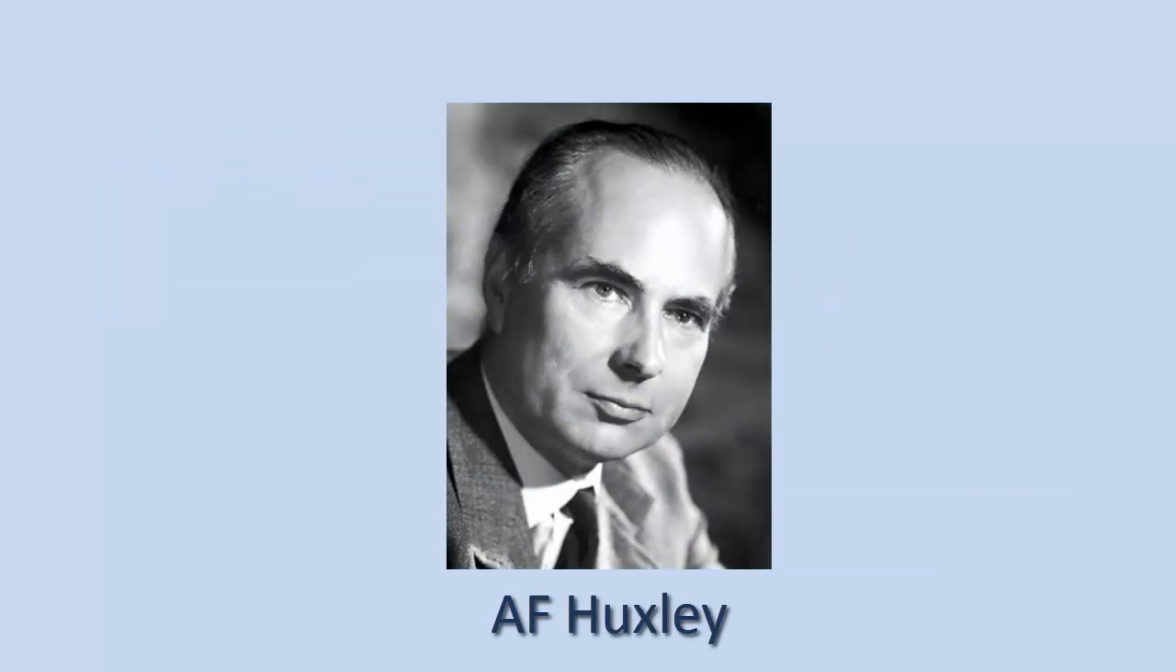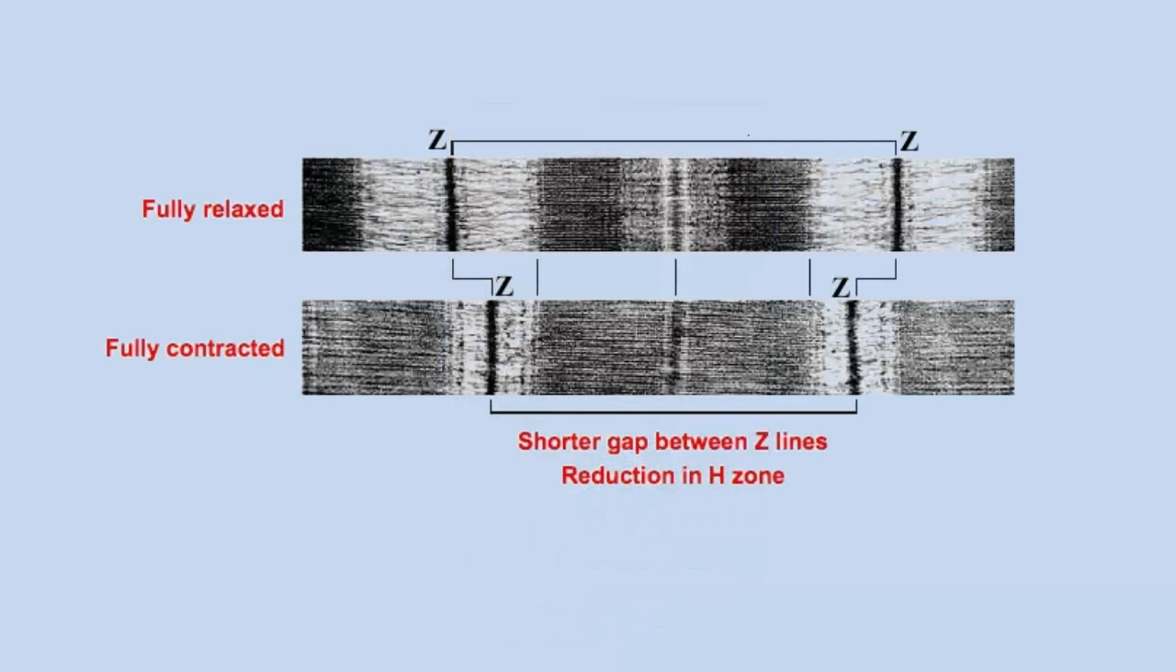One physiologist is a man by the name of A.F. Huxley. Huxley is a physiologist and biophysicist who won a Nobel Prize for the discovery of the propagation of action potentials of neurons, something that we're going to learn about in the next chapter. Back in the 1950s, Huxley observed that during muscle contraction, the length of the A band remained the same while the I band shortened.